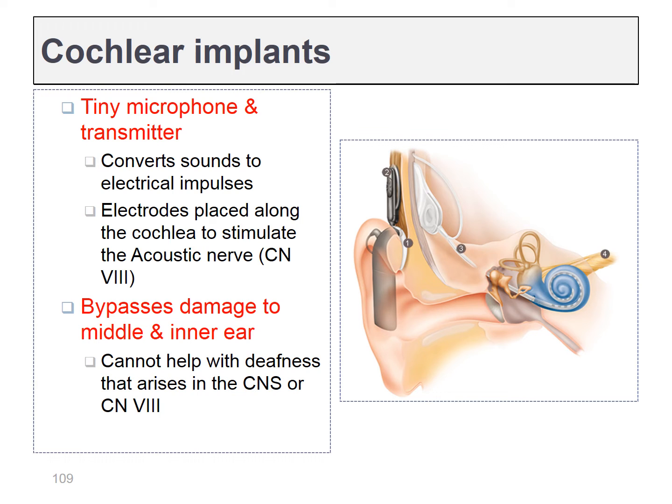Next up, cochlear implants are a bionic device, tiny little microphones that can be placed on the side of the head that can convert sound waves into electrical signals, and then that electricity can be jammed right into cranial nerve 8. This can help restore hearing to anybody who has hearing loss in this area here, in the inner ear or maybe middle ear. It cannot help people with deafness that arises in the central nervous system.